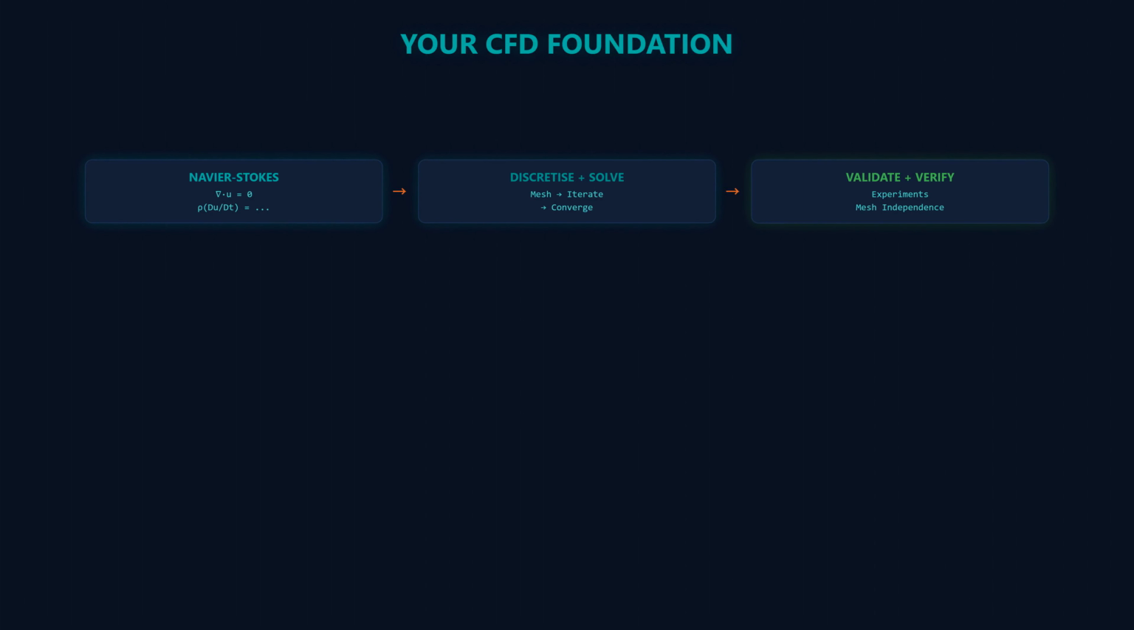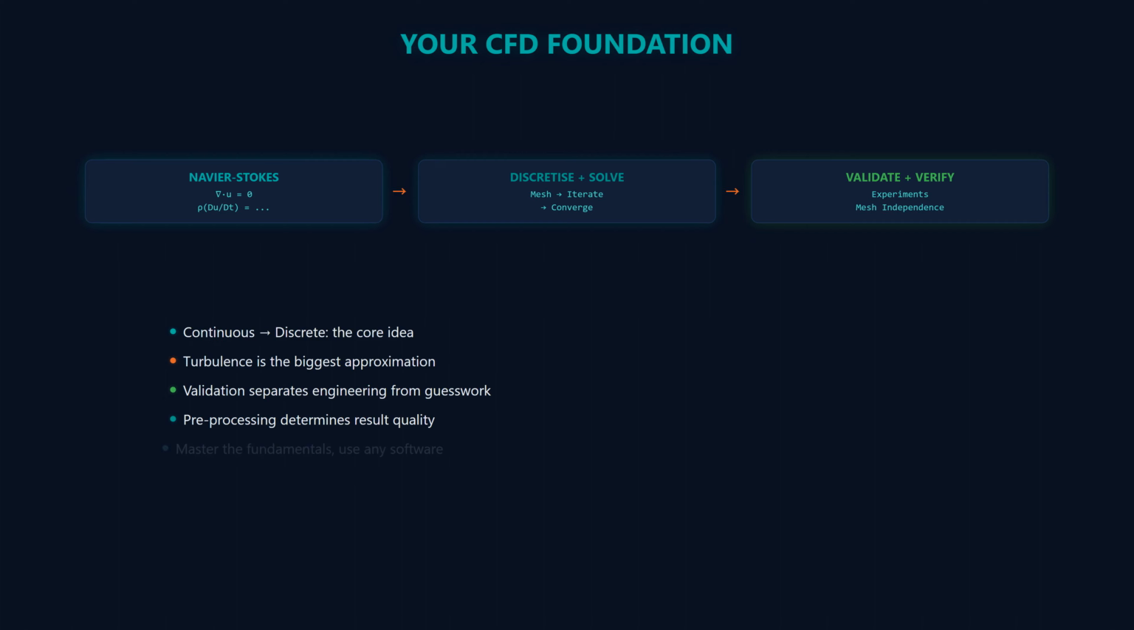CFD converts continuous Navier-Stokes equations into discrete algebraic systems computers can solve. The workflow is pre-processing, solving, and post-processing, and result quality is determined by your setup, not your solver. Turbulence modeling is the biggest approximation. Validation isn't optional. Whether you're simulating airflow over a wing, coolant through a battery pack, or blood through an artery, the fundamentals are the same. Master them, and you can run CFD in any software, on any problem.